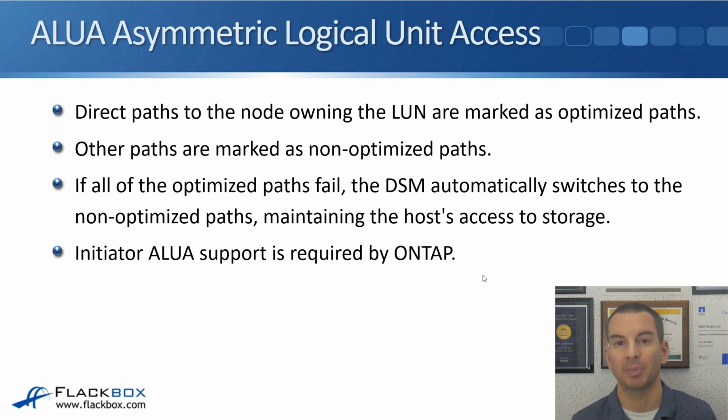If all of the optimized paths fail, the DSM will automatically switch to the non-optimized paths, which maintains the host's access to the storage. So the host is going to prefer to use the paths that terminate on the node which owns the LUN, but say if that node fails, it will fail over to the HA partner, and then the host can still access the LUN because ALUA is going to tell it the paths that it can use. Because this failover is really controlled by ALUA, it is required that the hosts which are using the SAN storage do have ALUA support.